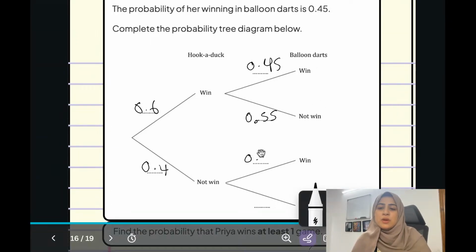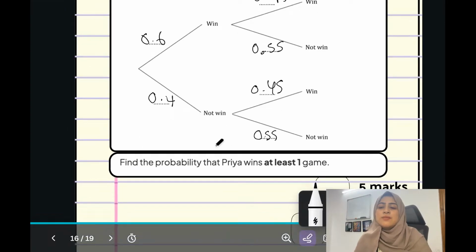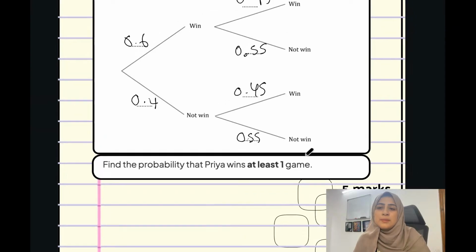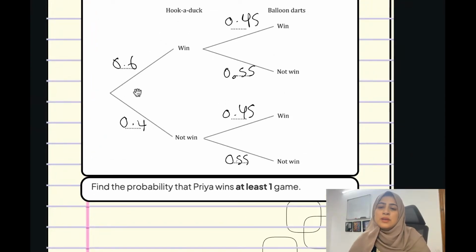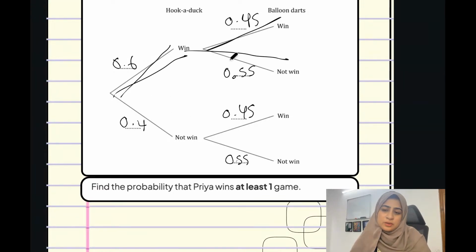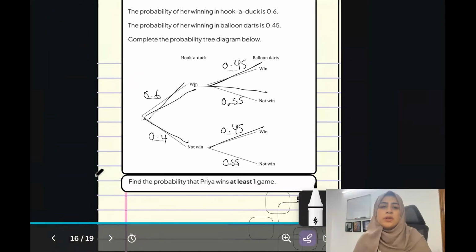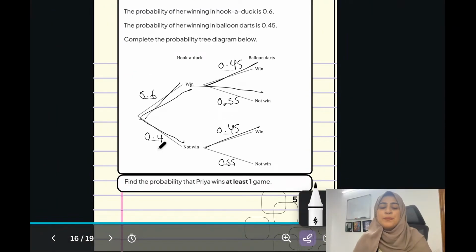For the next part as well, it'll be 0.45, and then it'll be 0.55. Okay? Find the probability that Priya wins at least one game. So at least one game means win, win, or you can win and not win because you've still won the hook-a-duck. Or you can not win hook-a-duck but win the balloon darts. So this is a really, really tricky one. But what you would need to do here is times together the branches and then add the different ways you can do it.